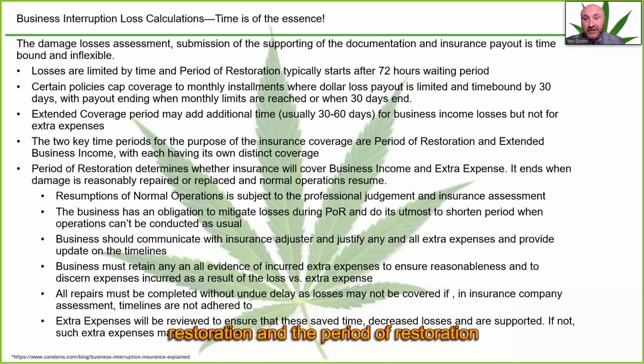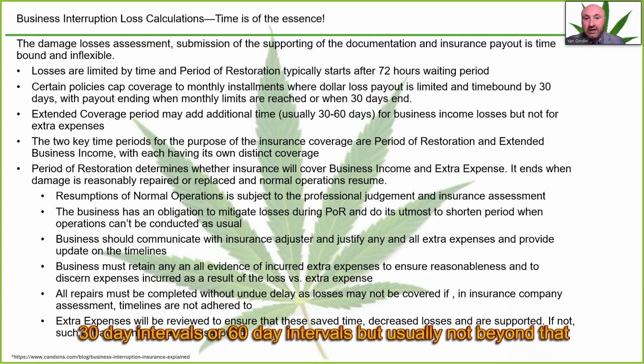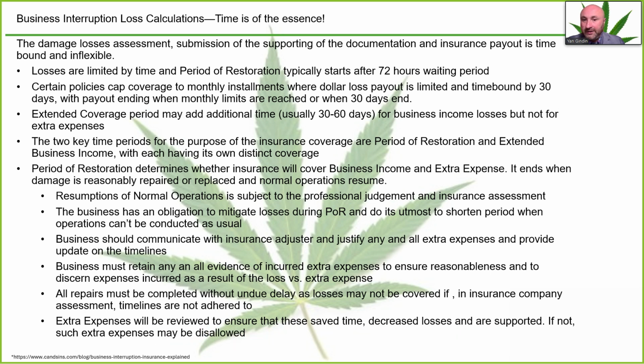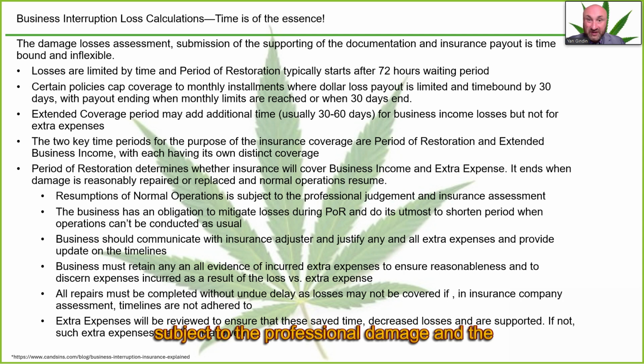Losses are limited by the period of restoration, and the period of restoration typically starts after a 72-hour waiting period. Most policies cap the payments to 30-day intervals or 60-day intervals, but usually not beyond that. If businesses get extended coverage, that might buy them additional time, but usually no more than an additional 30 or 60 days. The period of restoration really determines when insurance will cover business income and extra expenses. And again, it ends when the damages have been reasonably repaired and normal operations have resumed. Resumption of the normal operations is subject to the professional damage and the insurance assessment.